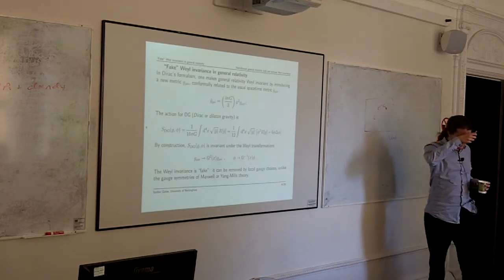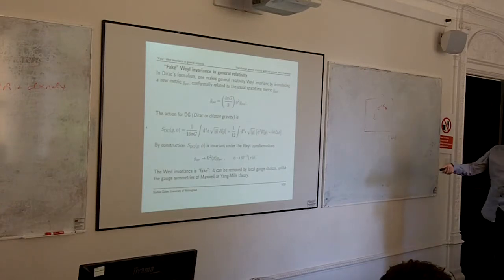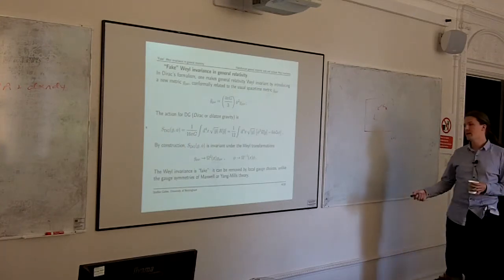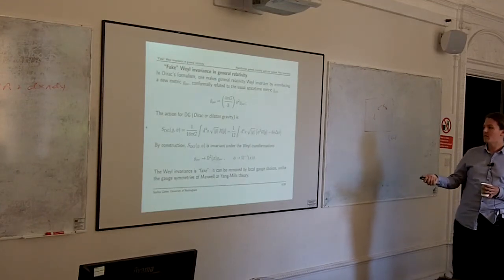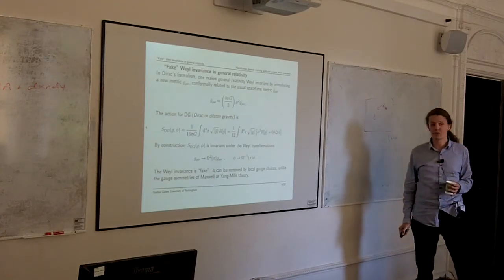Now, terminology: the Weyl invariance is fake. Apparently this was a phrase coined by Jacques, who studied certain currents, Noether currents, and found that they vanish. Simple way of thinking about this: you can of course remove the invariance by a local gauge choice, right? For example, I can just set phi to a constant in space-time, and then I've removed this symmetry.